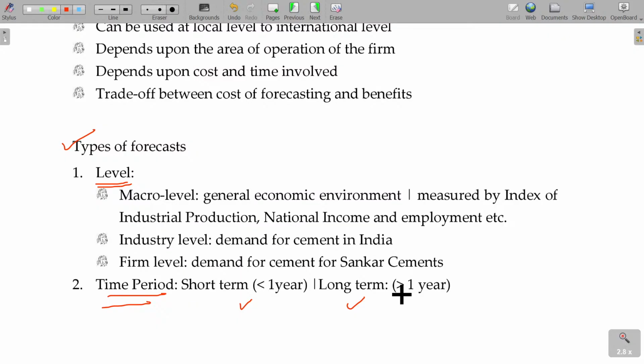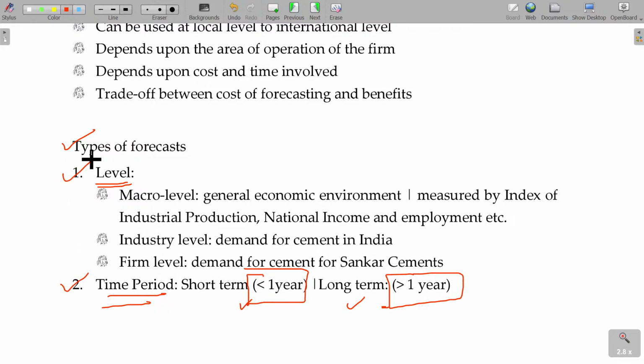What happens 3 months later? What happens 3 years later? What happens 3 months later will be considered a short-term forecast. What happens after 3 years or 30 years will be called a long-term forecast. Less than one year will be called short-term. More than 1 year will be called a long-term forecast.